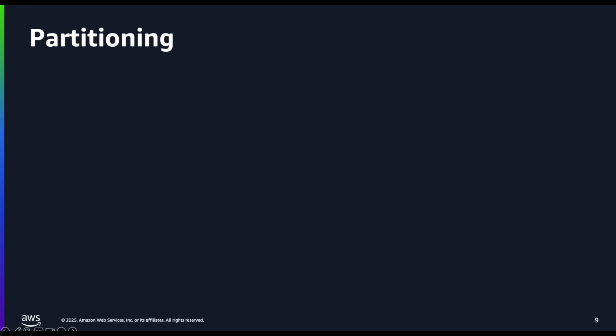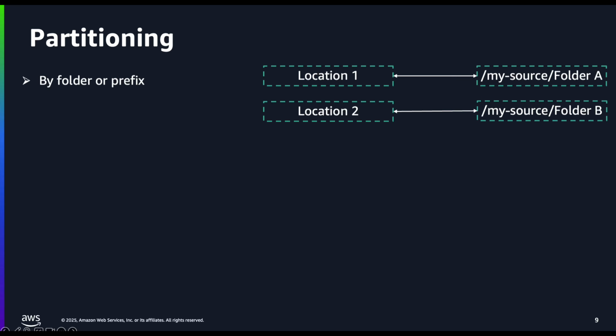You can start with the approach of running multiple tasks by partitioning your dataset. Partitioning allows you to control which files to transfer using DataSync. Partitioning can be done in a few ways. When creating your DataSync source location, you can specify a folder, directory, or a prefix that DataSync reads from.